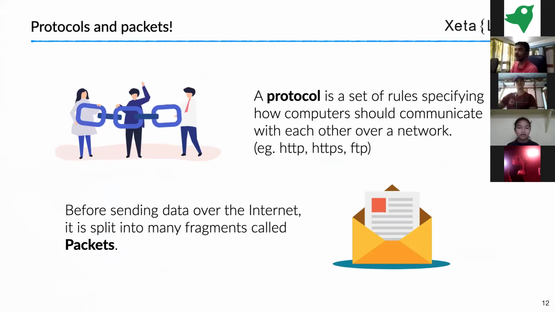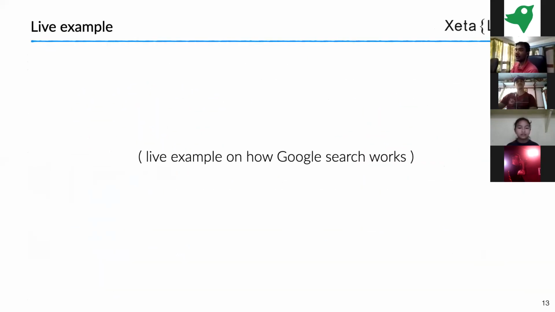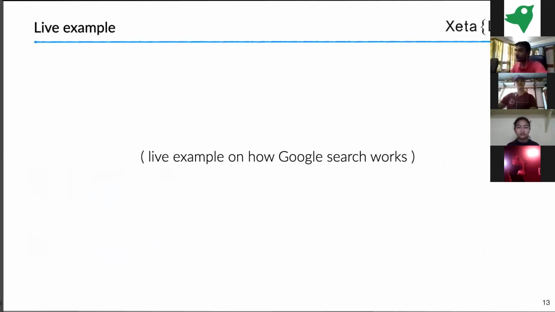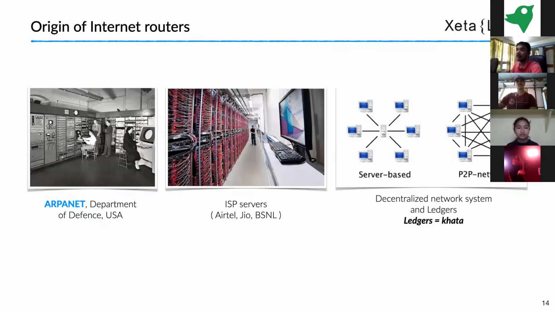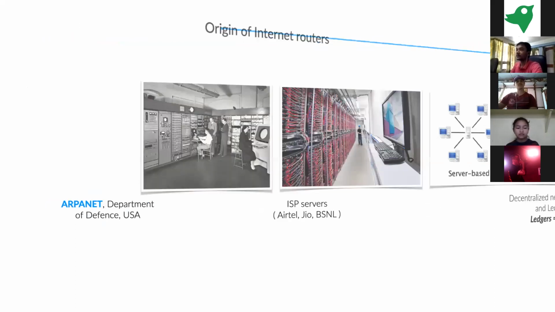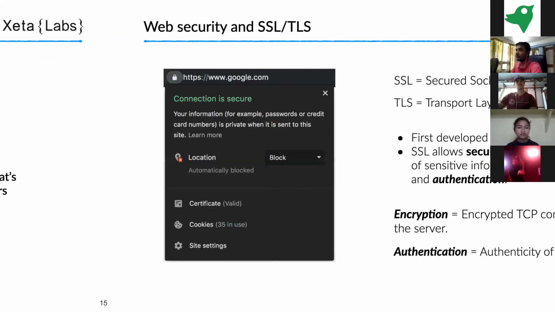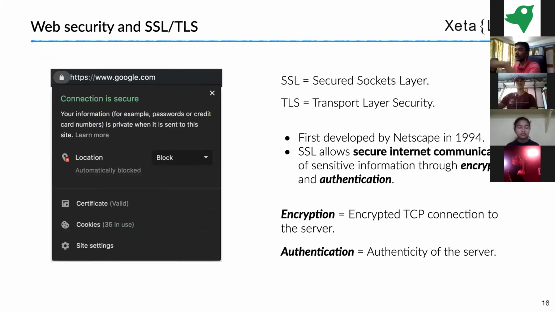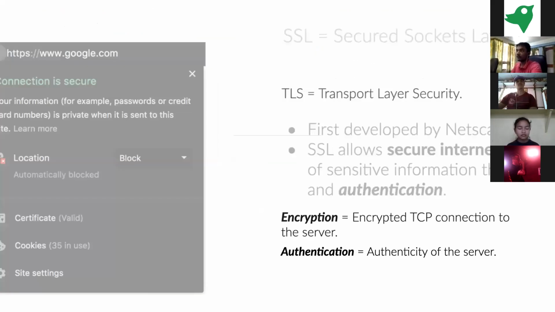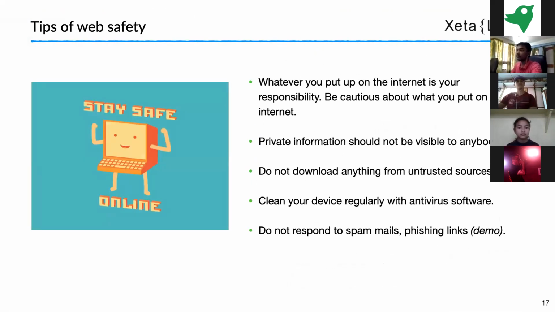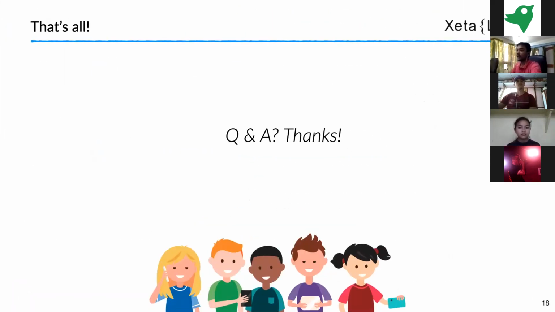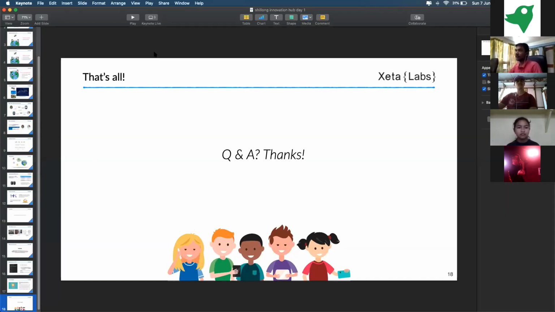We looked at protocols and packets, and I hope you remember the live example I showed you. Yes. The image is split into 4 parts and put into an envelope, right? Then the origin of the internet. This is the web security I was talking about, and the tips on web safety. You just remember these points, and that's it. So this was the first session.